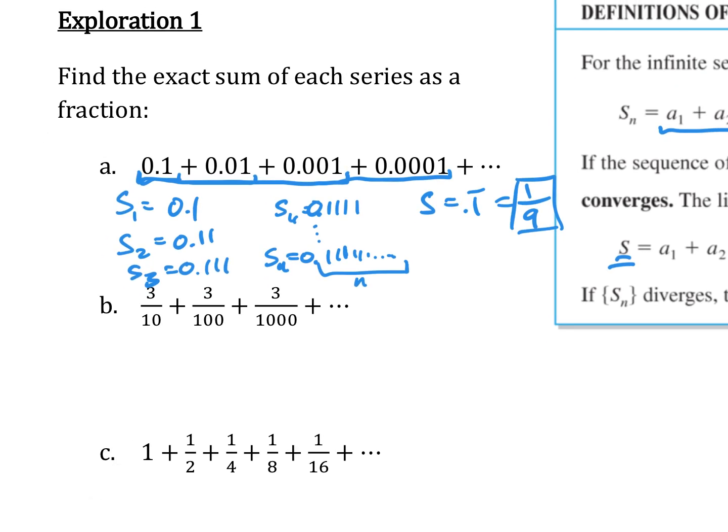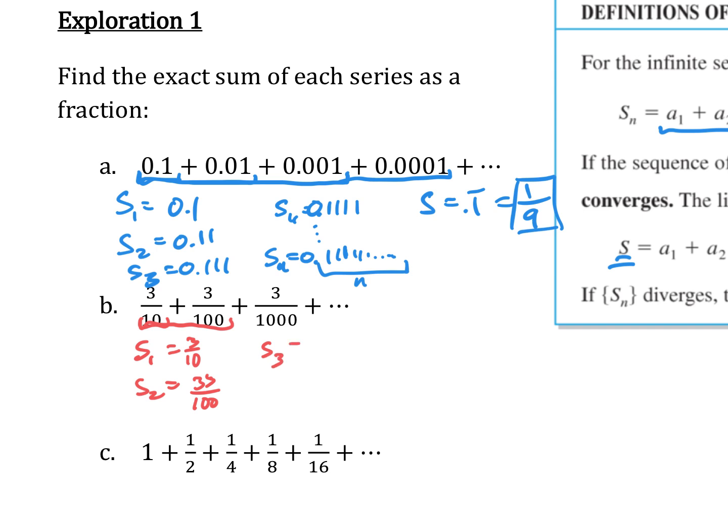All right. How about this one? Now, you might pause this and give it a try if you haven't thought about these. See if you can find the pattern in the partial sums. So, S sub 1, the first one, is 3/10. S sub 2, add up the first two. Well, we need to make this into hundredths. So, times 10 on top, times 10 on bottom, that would be 30 hundredths. Plus 3, that would be 33 hundredths.